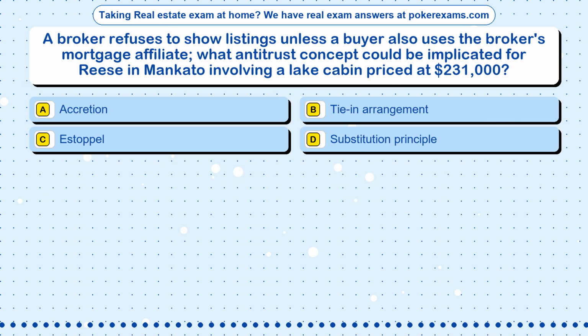Question 26. A broker refuses to show listings unless a buyer also uses the broker's mortgage affiliate. What antitrust concept could be implicated for Reese in Mankato involving a lake cabin priced at $231,000? Option A, accretion. Option B, tie-in arrangement. Option C, estoppel. Option D, substitution principle.